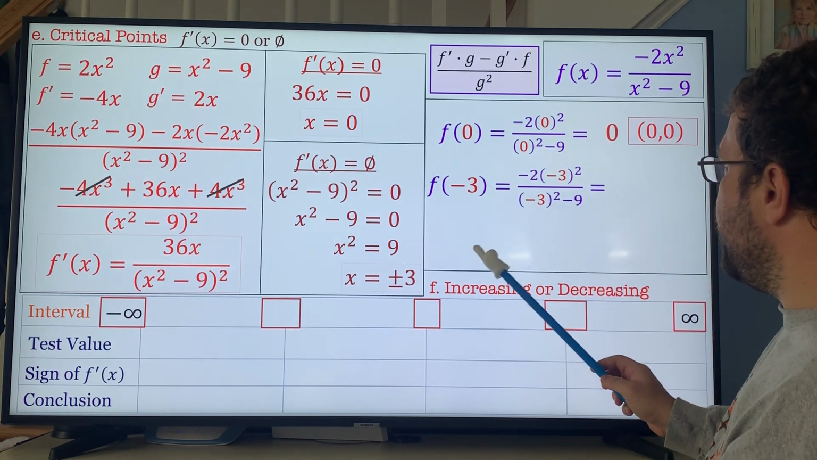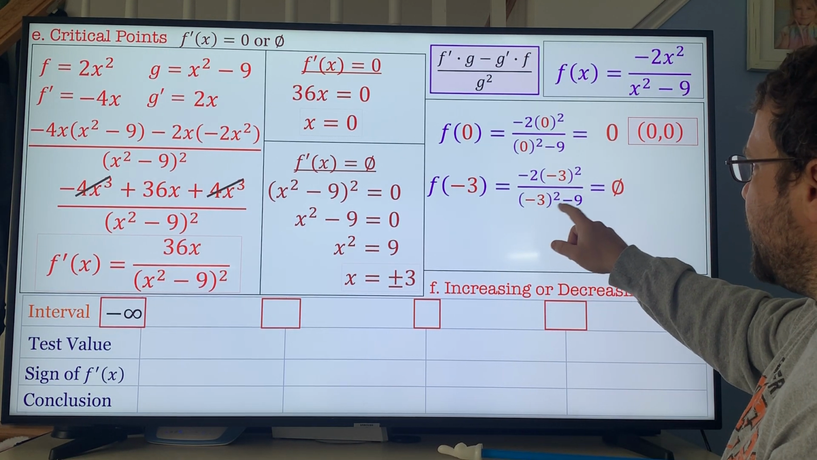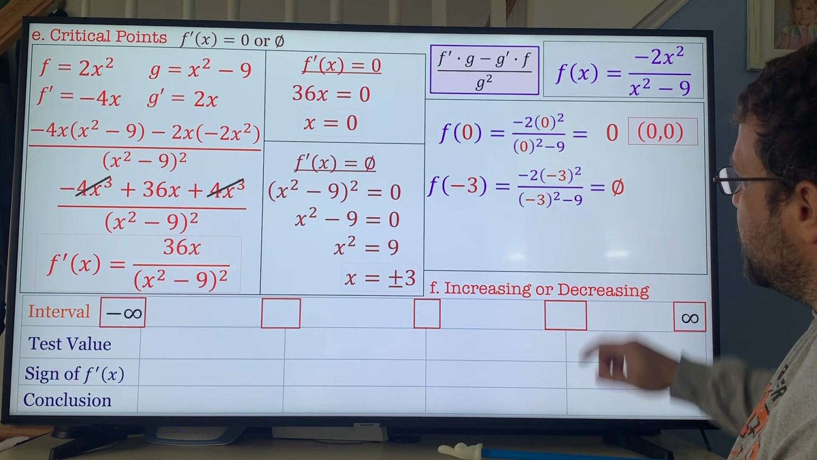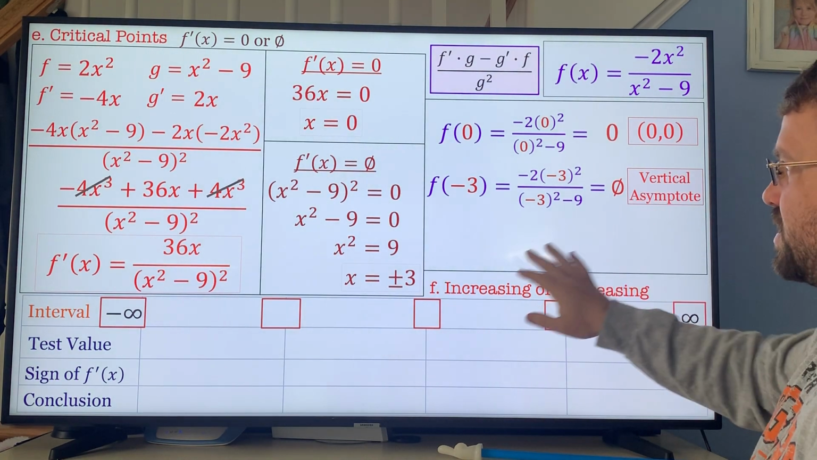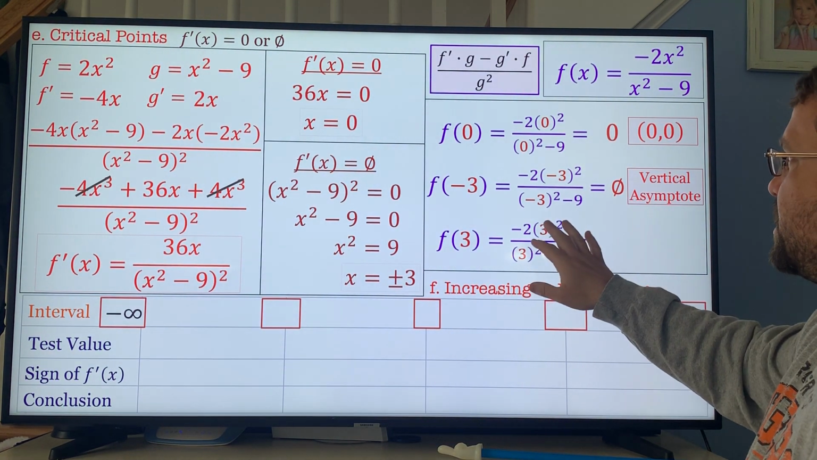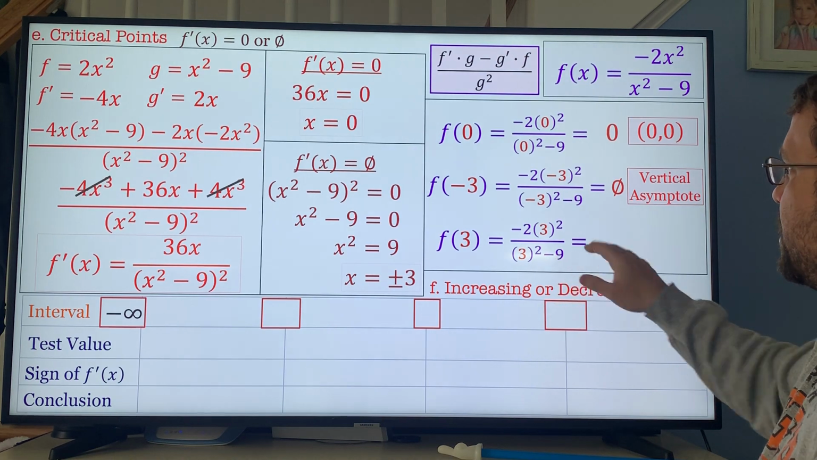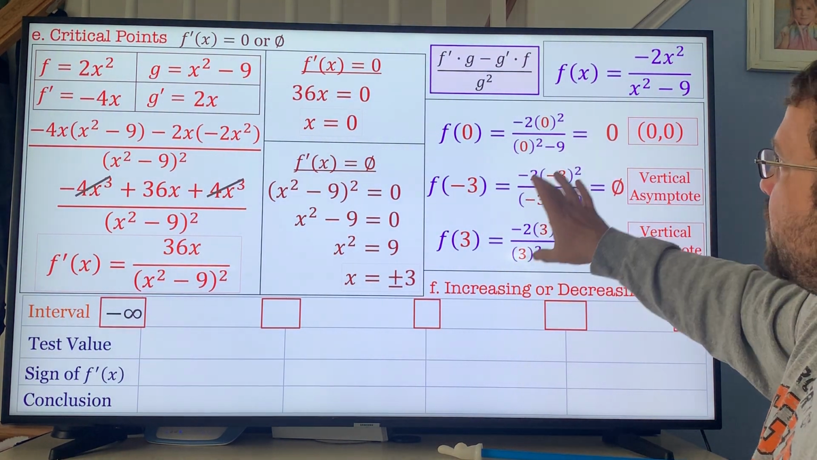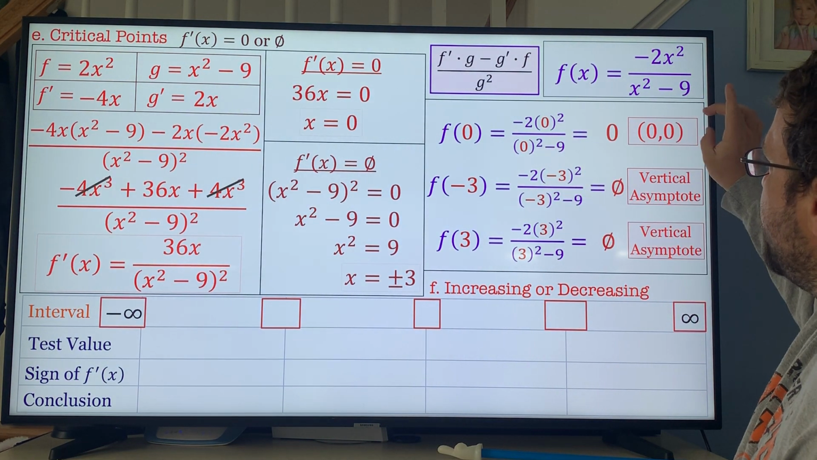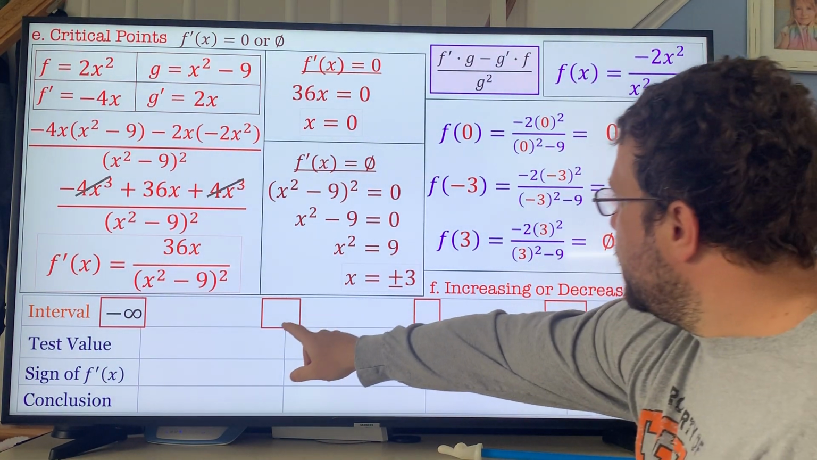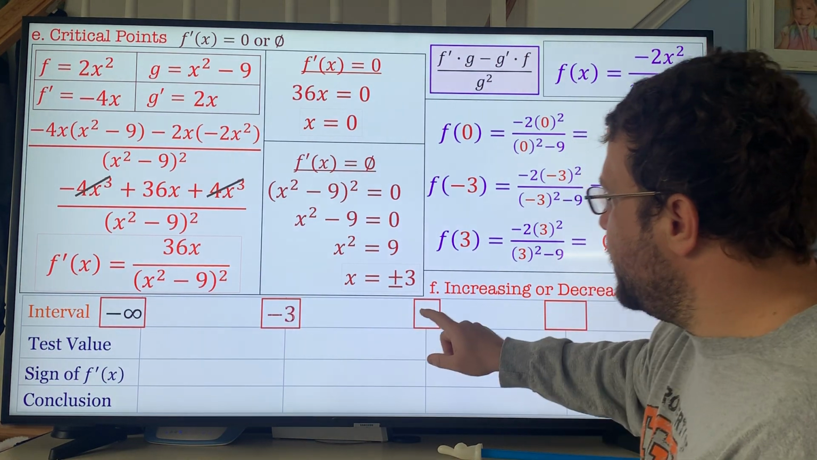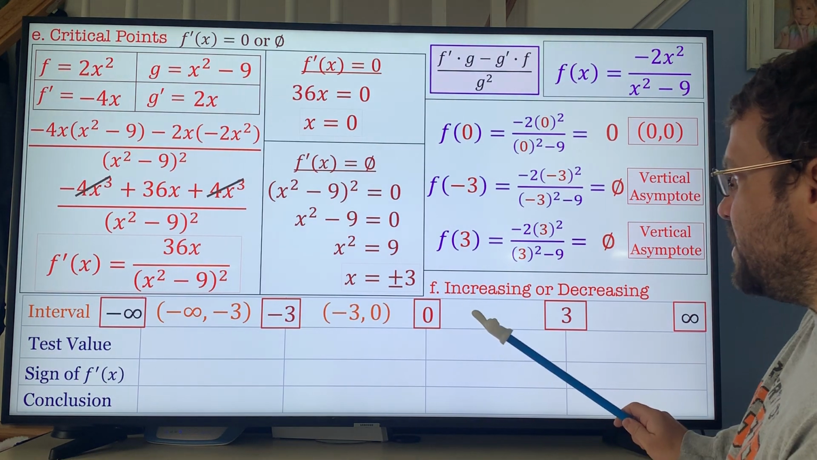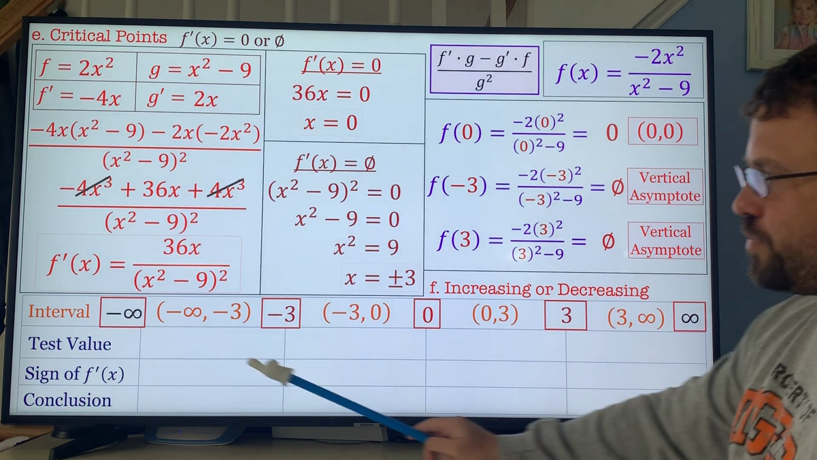So one critical point is 0, 0, which is your origin, your x and your y-intercept. When you plug negative 3 and 3 into the answer, this becomes 9. 9 minus 9 is 0. All right. So negative 18 divided by 0 is undefined because it's your vertical asymptote. When you plug 3 in here, you get the same answer, negative 18 over 0, which is also undefined, which is your other vertical asymptote that we found before. So even though these are critical numbers, your only critical point is at 0, 0. You can still use them to do your intervals, negative 3, 0, 3. All right. Negative infinity to negative 3, negative 3 to 0, 0 to 3, and 3 to infinity.